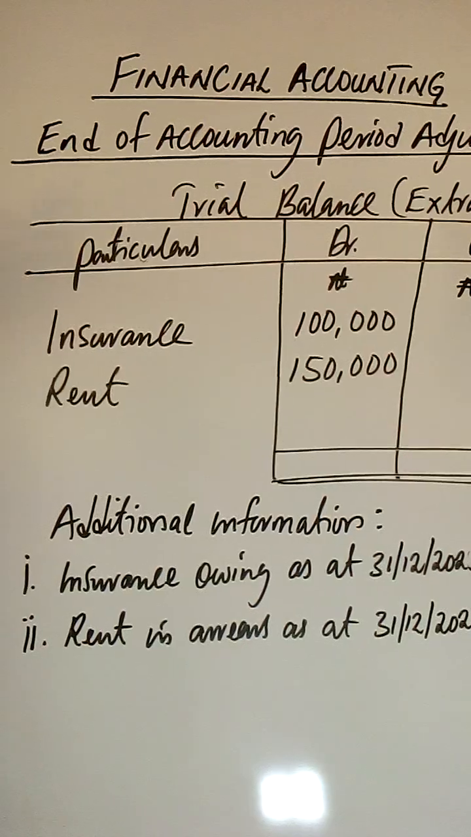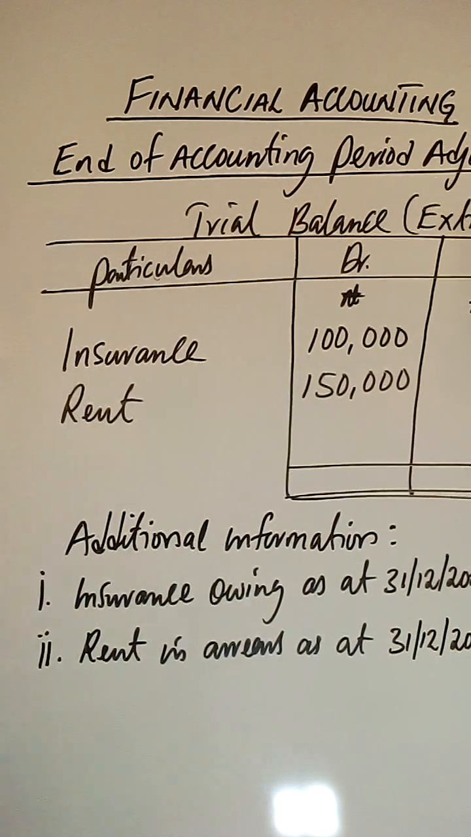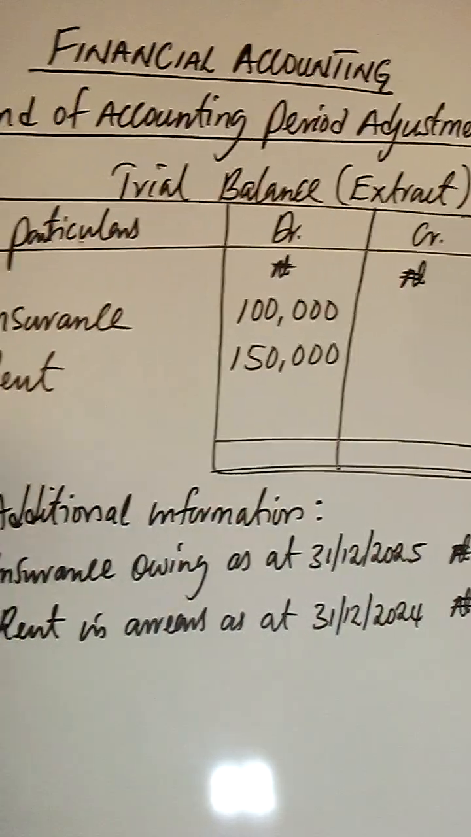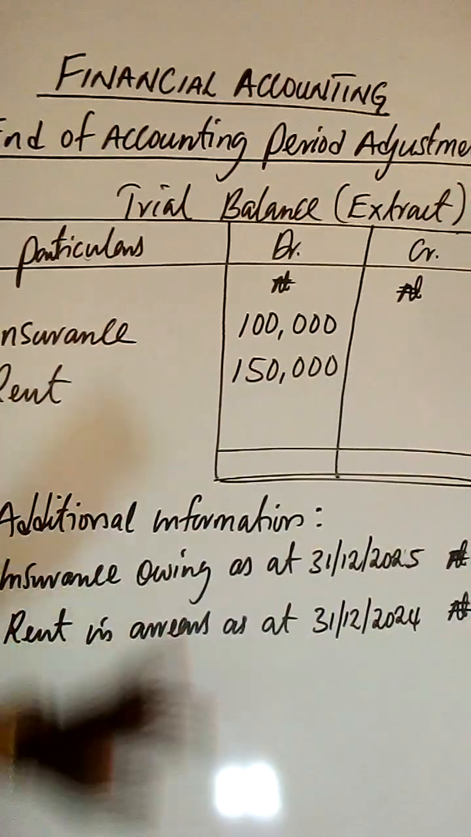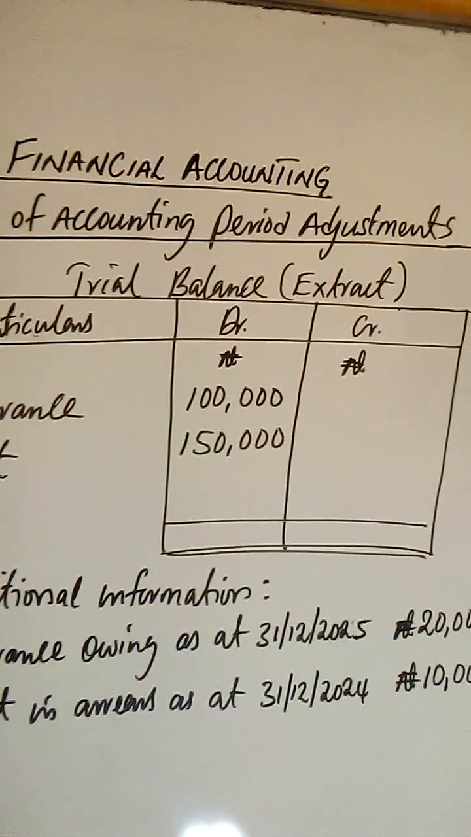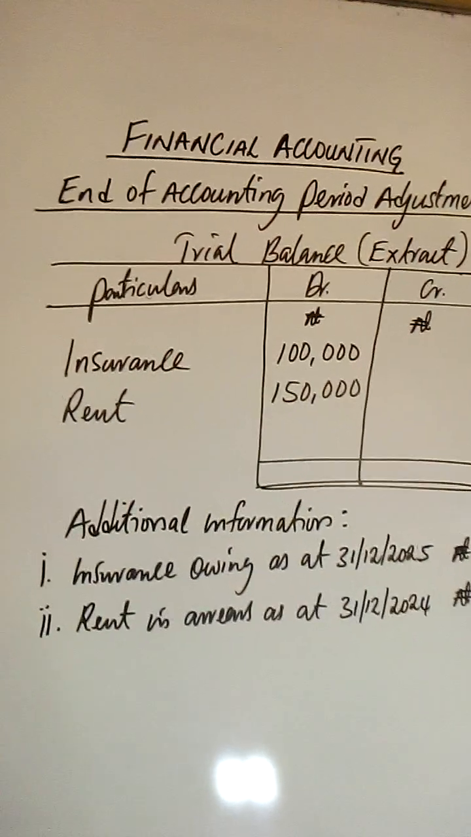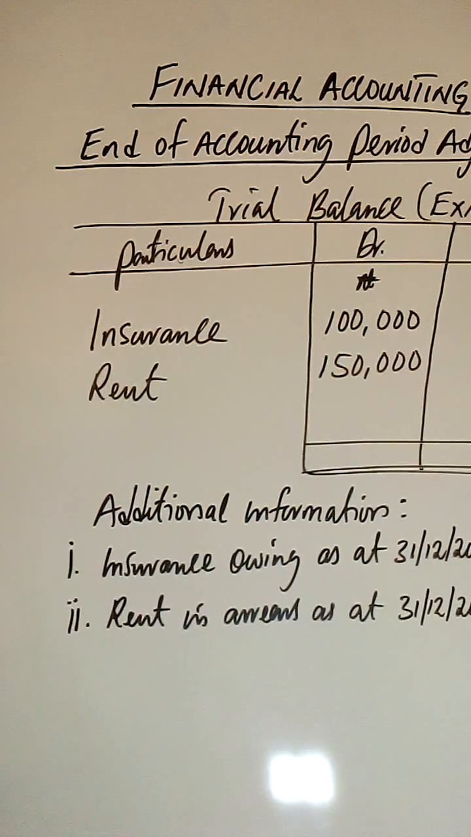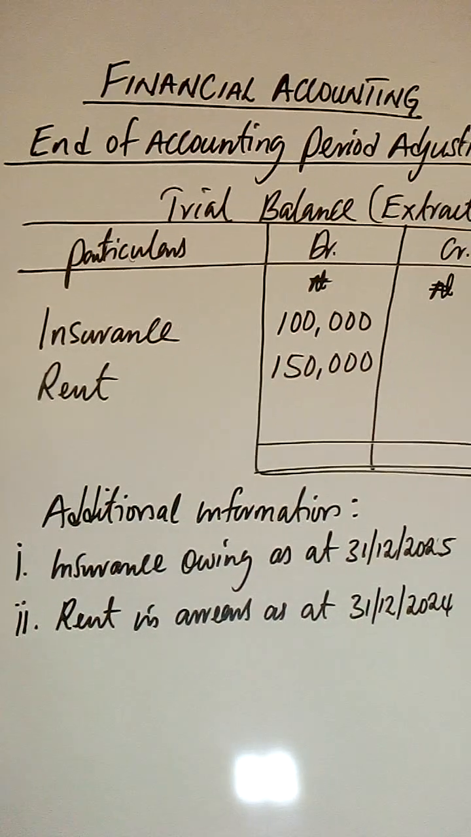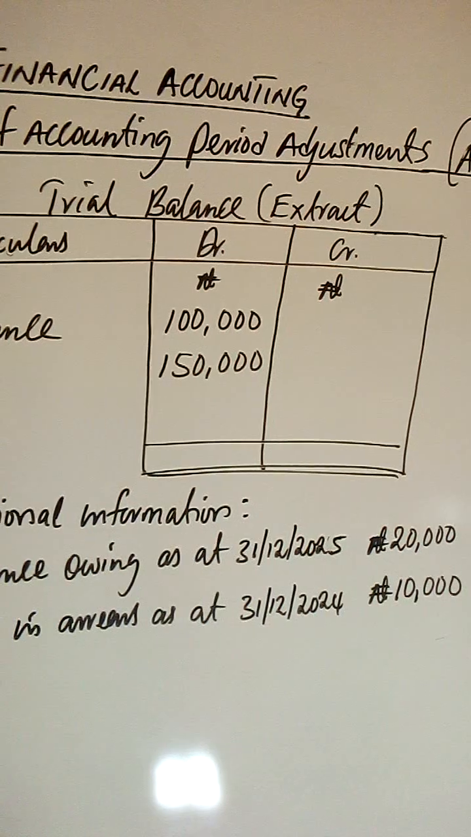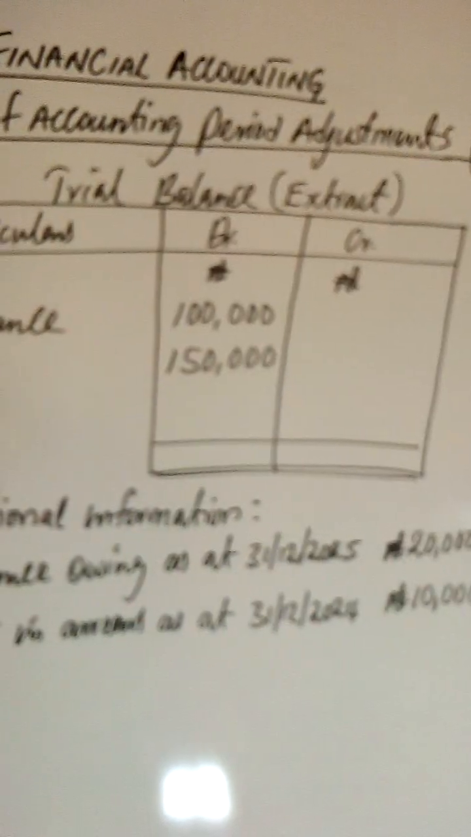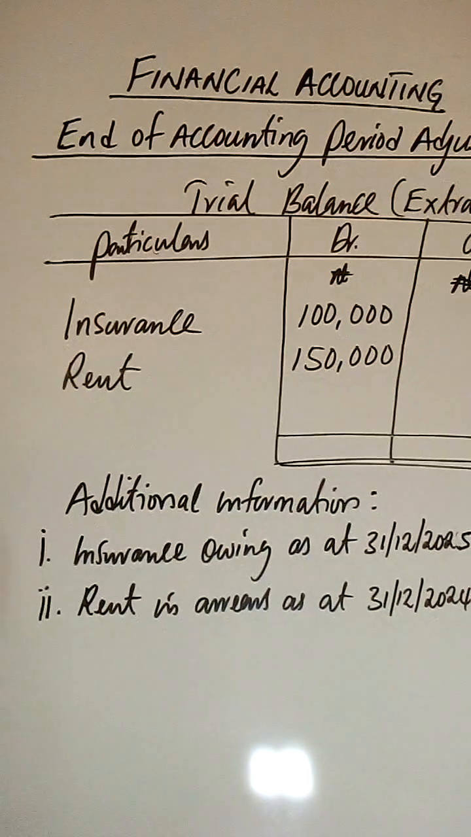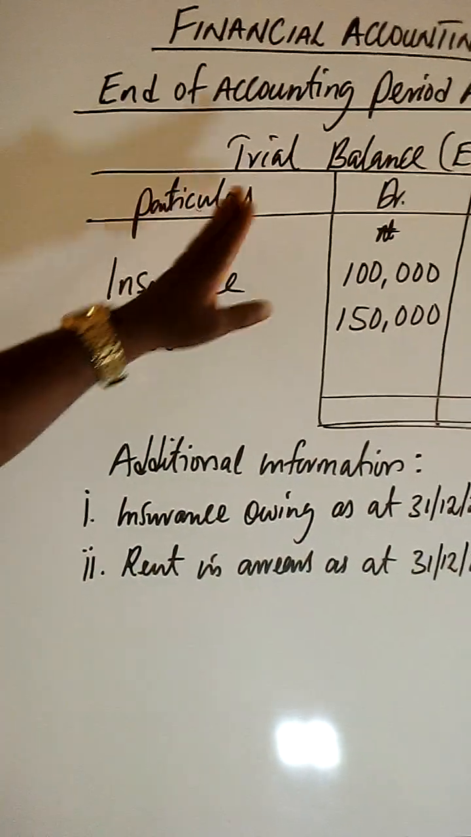If you are given a question and you have insurance in the trial balance and you have rent in the trial balance, this was the actual amount of insurance and rent that was paid by the business, either by cash or bank, which you see in the trial balance. It was balanced in the ledger account, and the balance brought forward was transferred to the trial balance. So this is the balance brought forward in the insurance account, and this is the balance brought forward in the rent account. Then this is what is called a trial balance extract.